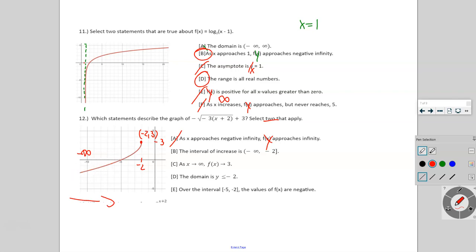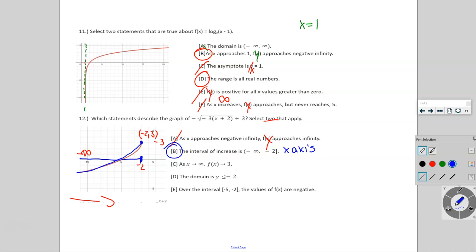Let me get a different color. We are going from left to right, all right? And my function stops. So reading it from here to here, this is where my function is traveling through. From negative infinity, it is increasing to an x value of -2. So that is a correct statement, because remember, this is the x-axis. That's why we're reading it off.